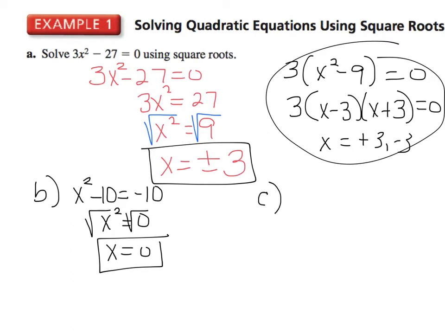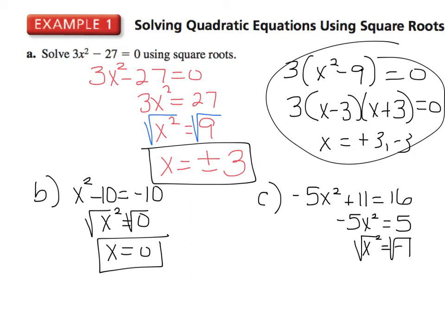And the last one, what then happens if I get a value less than 0, a negative number? Well, here's what's going to happen. I solve this equation. I subtract 11. Negative 5x squared equals 5. I now divide both sides by negative 5. I get x squared equals negative 1. Now I take the square root of both sides, but nothing times itself gives me negative 1. Now, if you already know how to do imaginary numbers, good. But we're going to put x equals. And we can't do that.